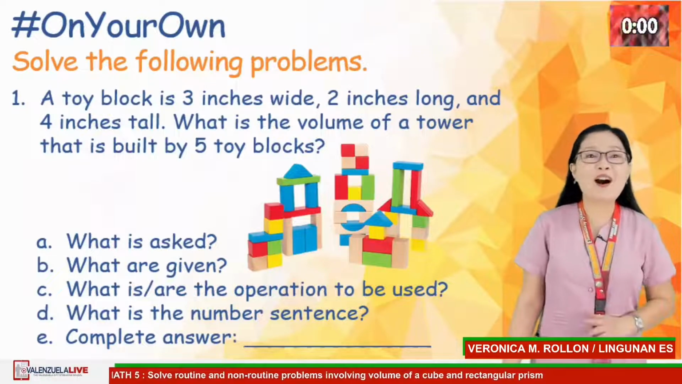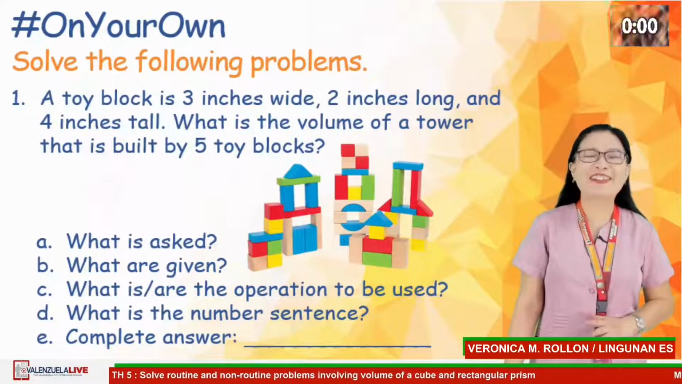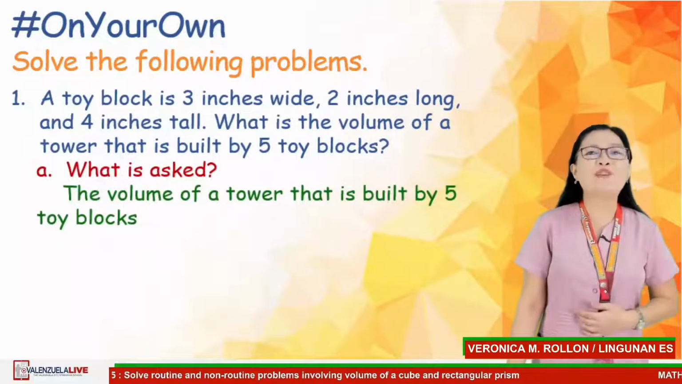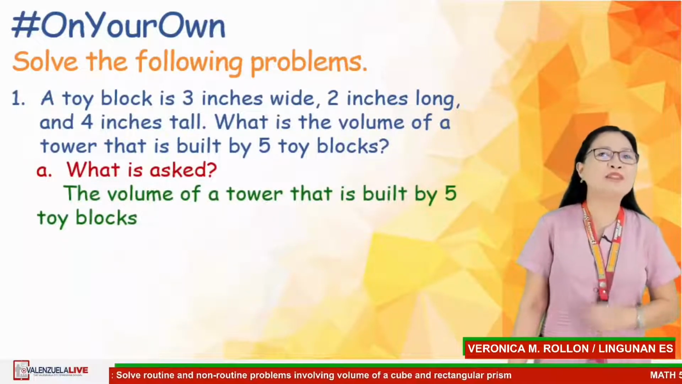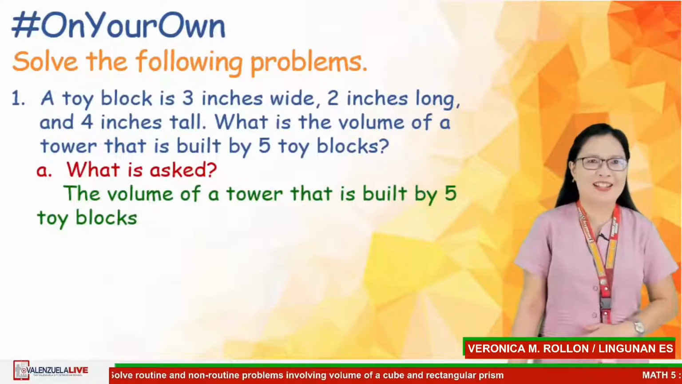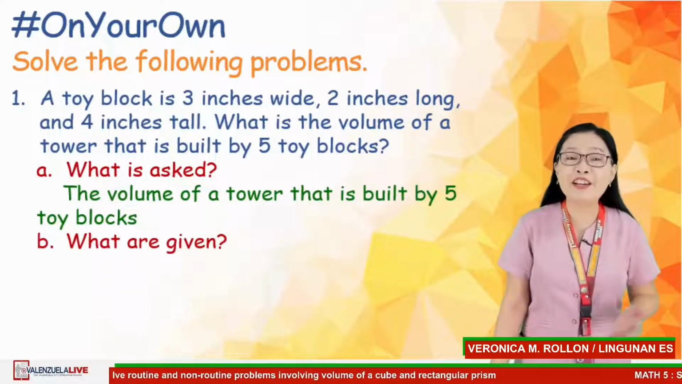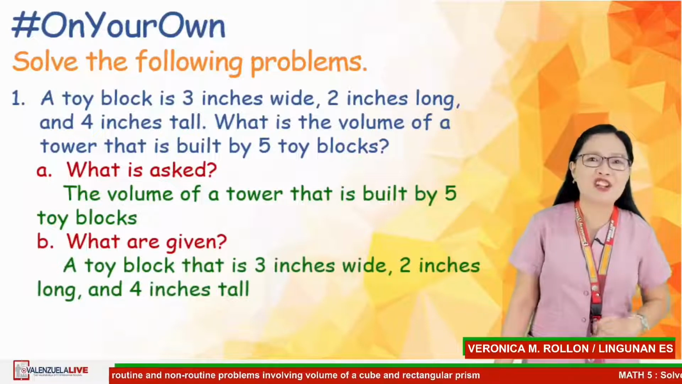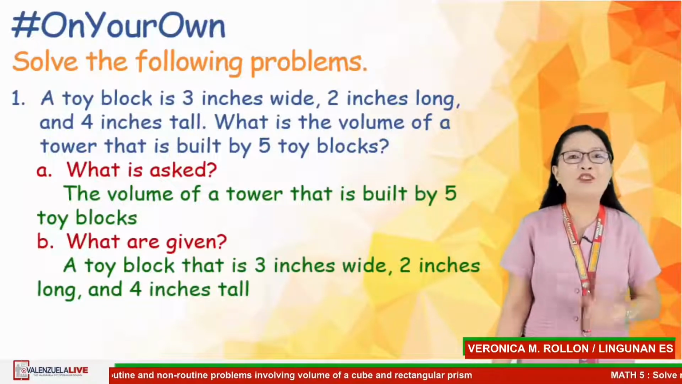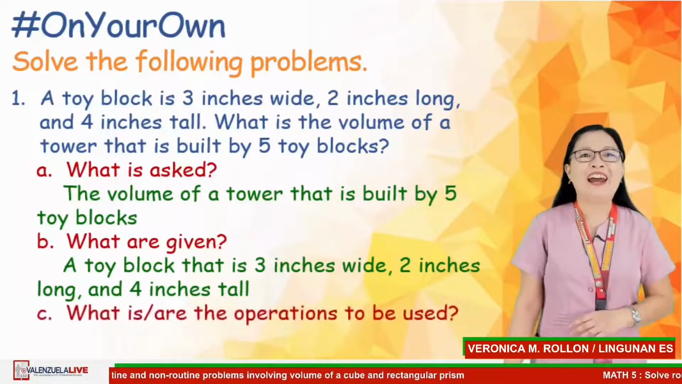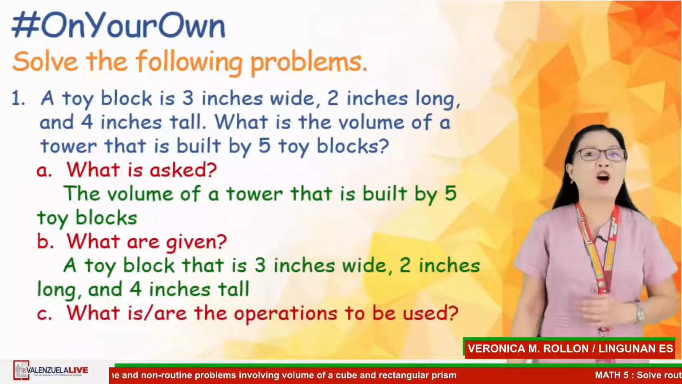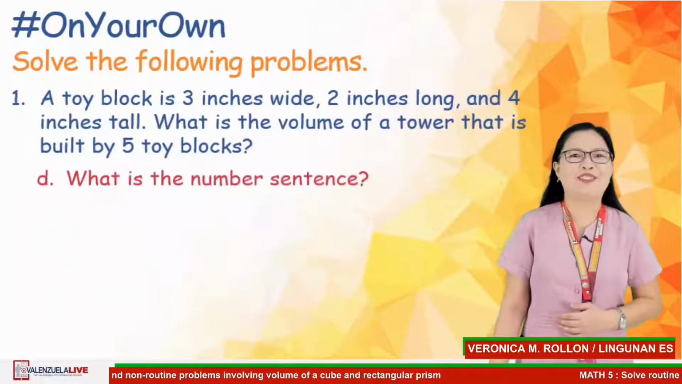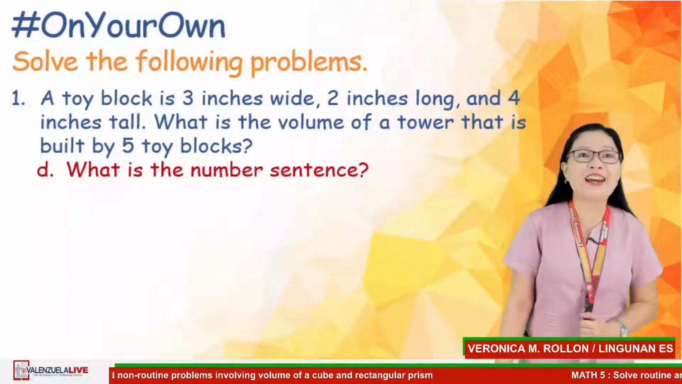Time is up. Okay, let us check. What is asked? Your answer should be the volume of a tower that is built by 5 toy blocks. And for letter B, what are given? These are the given: a toy block that is 3 inches wide, 2 inches long, and 4 inches tall. And what is or are the operations to be used? It's multiplication.